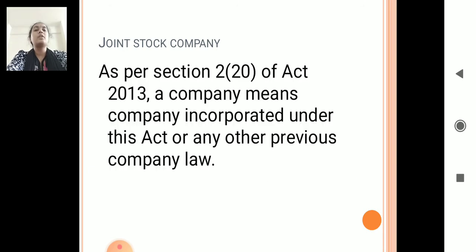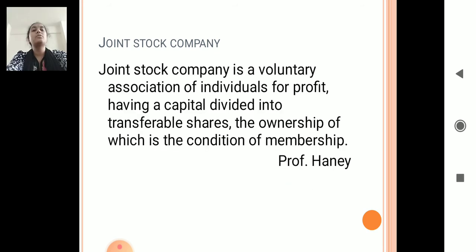What actually does company mean? As per Section 2, subsection 20 of the Companies Act 2013, a company means a company which is incorporated under the Companies Act 2013 or any previous company law passed earlier than 2013, and registered as per that law or as per this Act. It will be called a joint stock company.